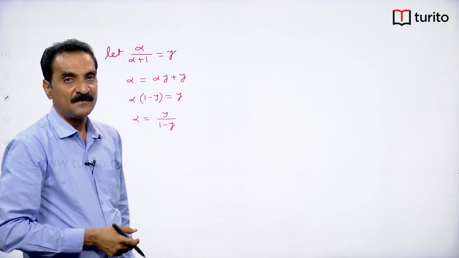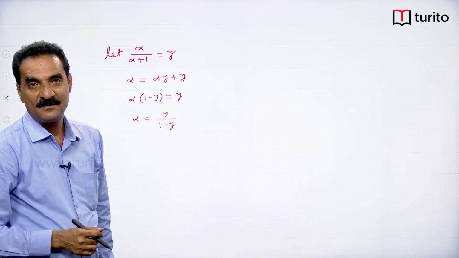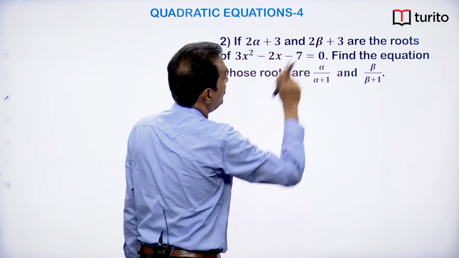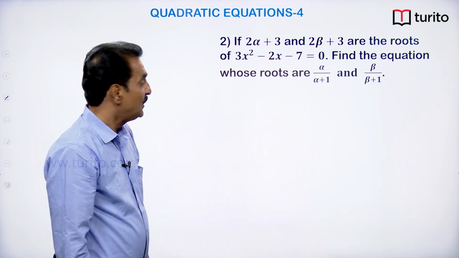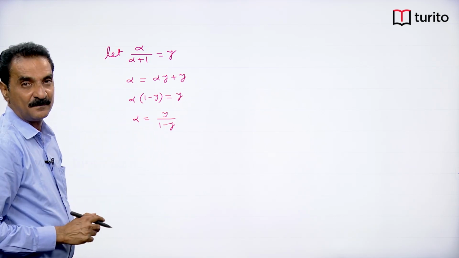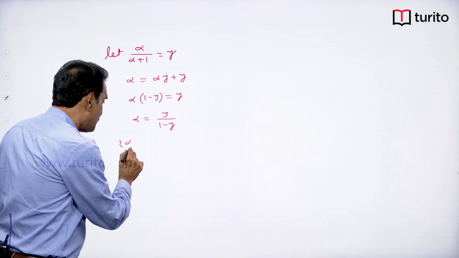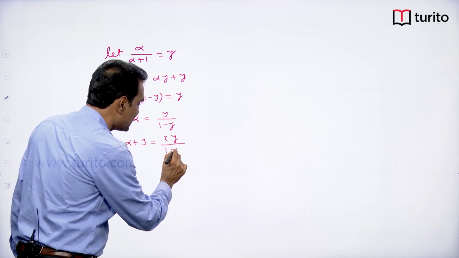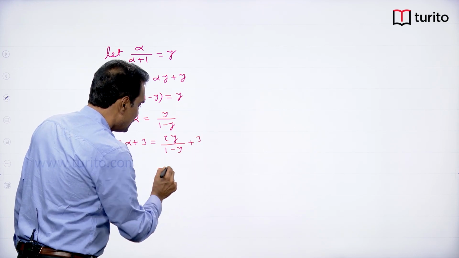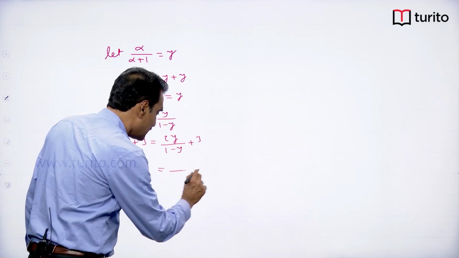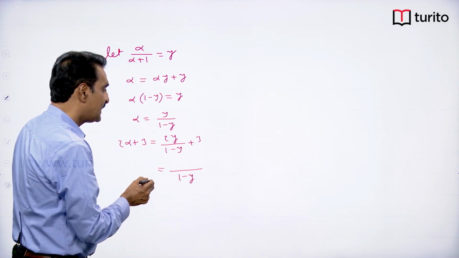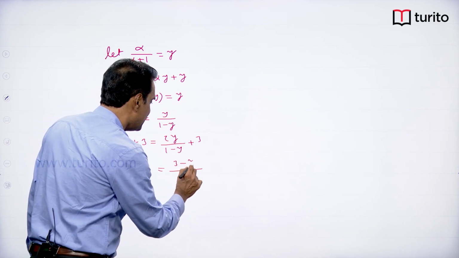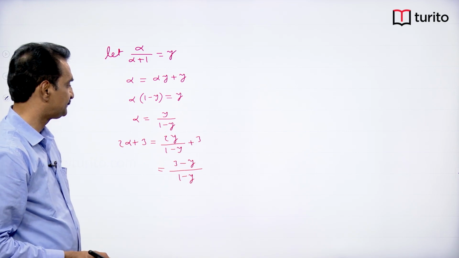In the earlier question, alpha is a root of the given equation. So, we have substituted. But here roots are 2 alpha plus 3 and 2 beta plus 3. So, we have to calculate 2 alpha plus 3 here. 2 alpha plus 3 is equal to, multiplying by 2, 2y by 1 minus y plus 3. Simplify it, 1 minus y is LCM. Numerator will be 2y plus 3 minus 3y... it will be 3 minus y. Correct?